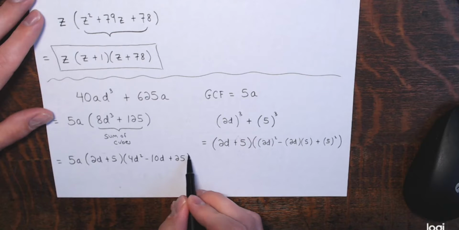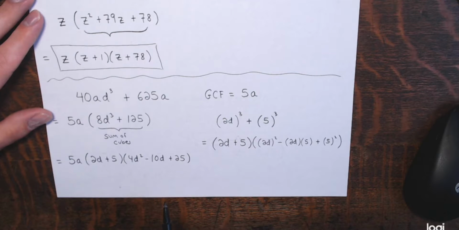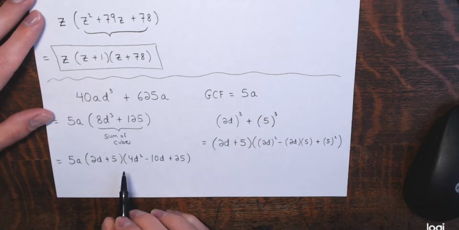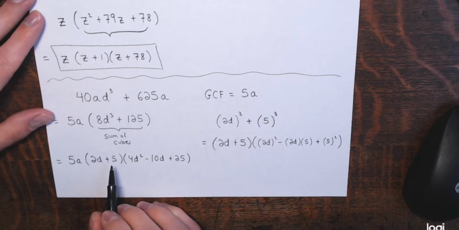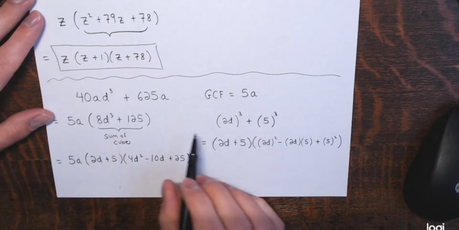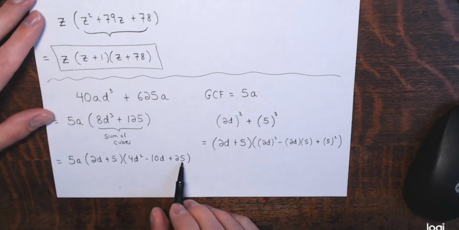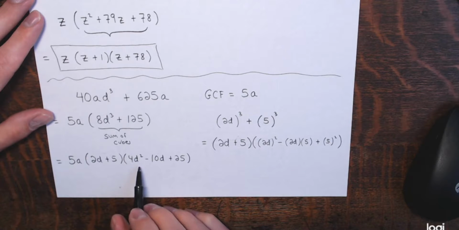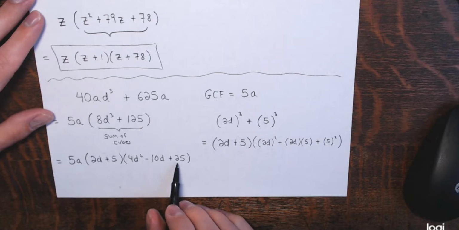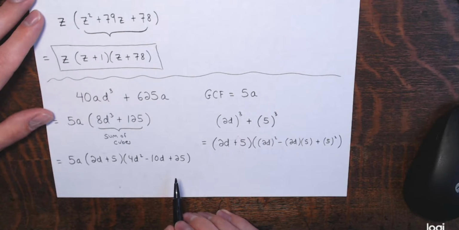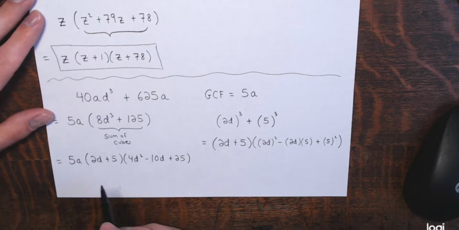And you may recall from the sum of cubes, difference of cubes section, from 7.1 through 7.4, that if you already pulled out the greatest common factor, when you factor a sum of cubes, that trinomial factor will be prime. So 4d squared minus 10d plus 25. You could try the AC method if you want, but you won't be able to find factors that add up to negative 10. That will be prime.